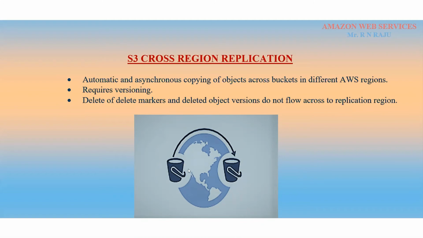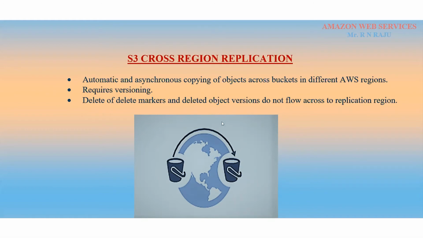For example, assume this is the developer bucket and this is the production bucket, and both are running in different regions. Even the same region is no problem, but here they are two different regions. Then, when developers write content in the developer bucket, that bucket automatically replicates the data to the production bucket. That's why it is automatic and asynchronous copying.